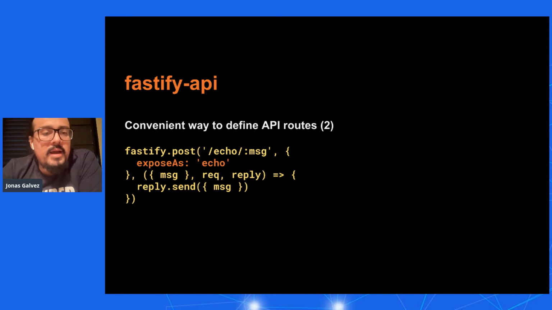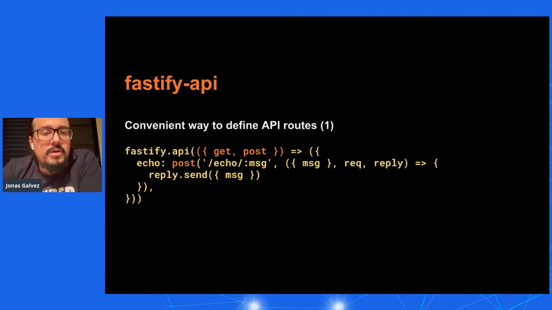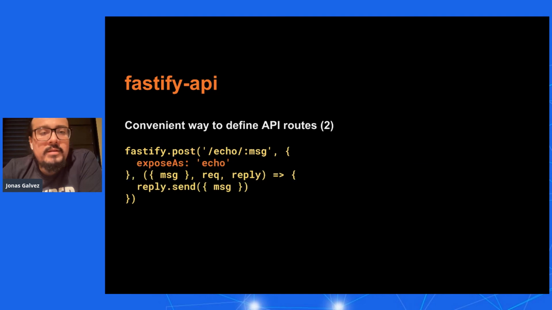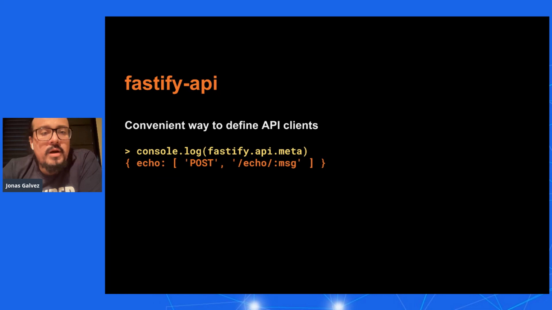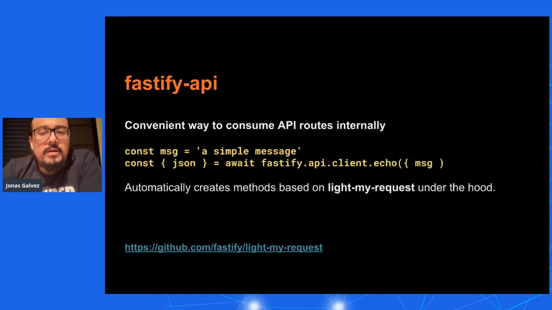So by using Fastify API, we can define API routes, and it automatically generates a little manifesto of the API definitions. And it provides a way for us to call those API routes from the API itself. So for every API method that's created through Fastify API, you have a light-my-request method created automatically.